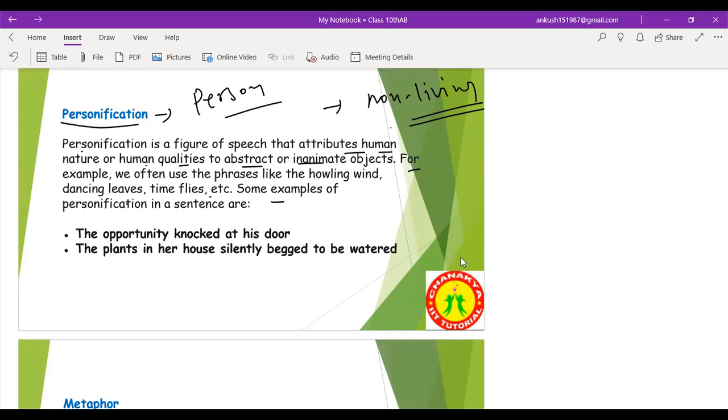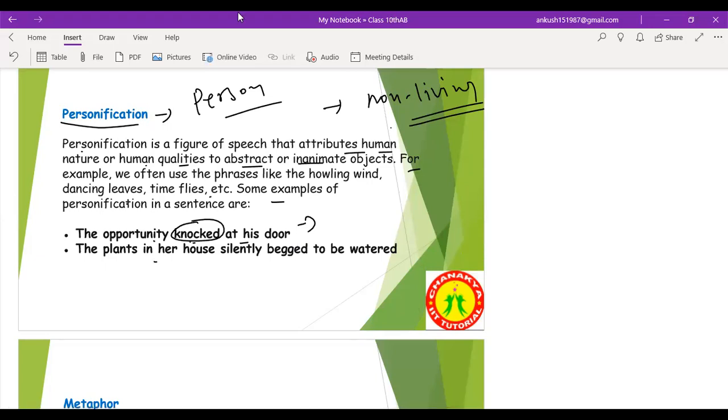For example, the opportunity knocked at his door. What is the personification over here? Doors are non-living things. Opportunity does not actually knock. The words used over there are totally different from their literal meaning. Understood? Opportunity is a non-living thing, even an abstract thing which is not visible, isn't it? Can it knock at the door? No. Only a human can knock at the door. So this quality has been given to opportunity, and therefore the figure of speech personification happens here.